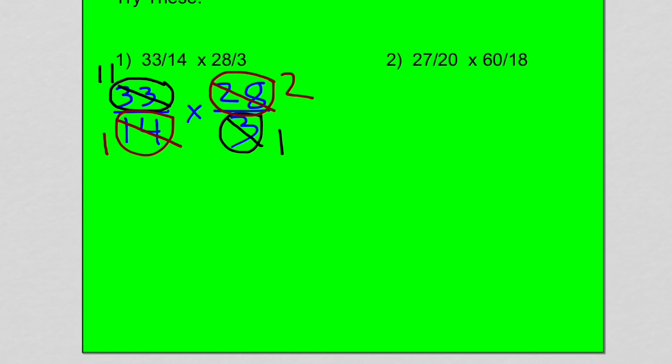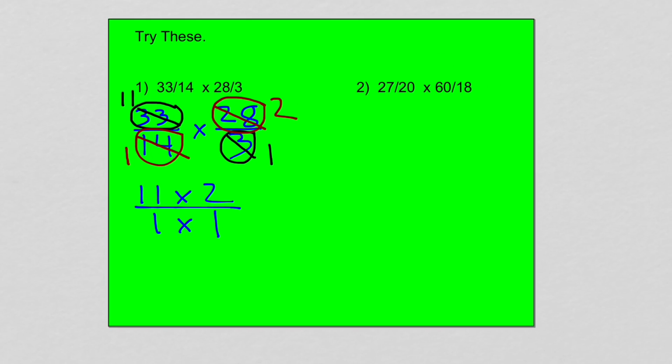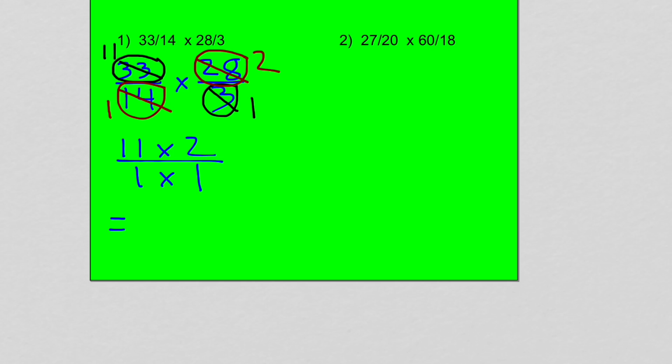And now what I've done is I simplified these fractions before I multiplied them. Now here's what's left. I have 11 times 2 on the top of the fraction, and I have 1 times 1 on the bottom. And now my answer is 22 over 1, or even simpler, just 22. So the idea in this section is to simplify the fractions first and then multiply. Let's look at another example.